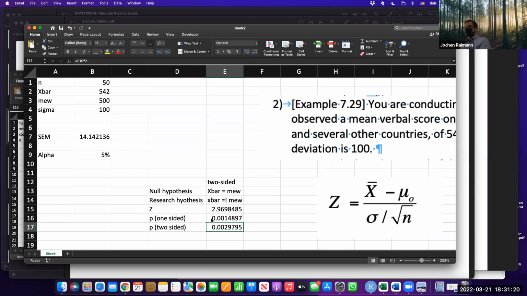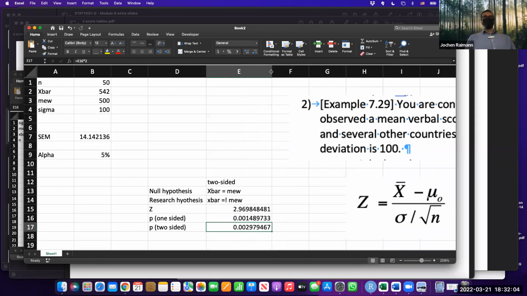Wait, how do you multiply it? Equals, p one-sided multiplied by two. Why is it a different number? Mine goes up. Then there's a mistake. Oh, my p one-sided is that number. Equals... Mine is the 33 after. And the p one-sided is 0.0014897333. I can do that too. Now I have the same result as you. It's just when you expand it, it shows you what the decimal is.